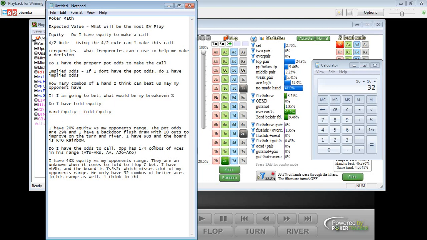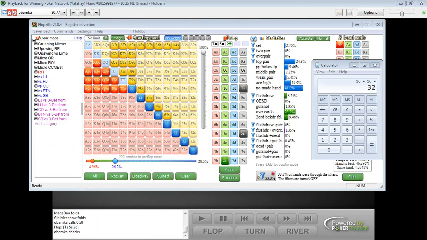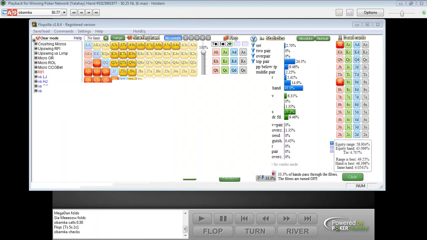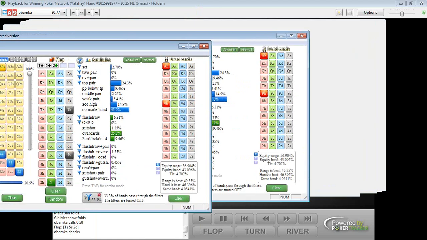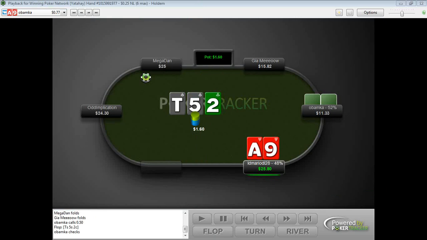I think in this spot I can throw out a 2/3 pot c-bet in position since I have a better than 40% break even percentage. So I think that's a reason here why I can actually c-bet him here and expect a possible fold as well on this board that is just really not very good for him.